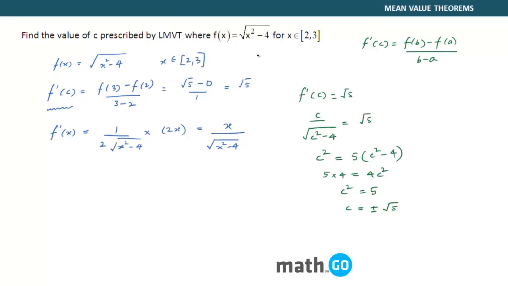Yes, the c should have lied in the value ranging from 2 to 3. So the answer is nothing but c is equal to root 5. That is the answer we wanted. Minus root 5 will be rejected. So this is the simple problem on LMVT, how you apply LMVT in simple problems.